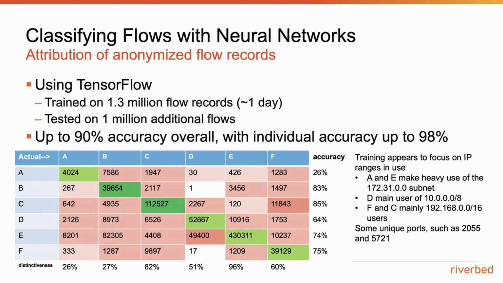Now, 75% isn't very good when you're driving a car, trying not to hit a pedestrian, right? That's not going to work. But when you're trying to classify flows, just as an experiment here, I was pretty impressed.